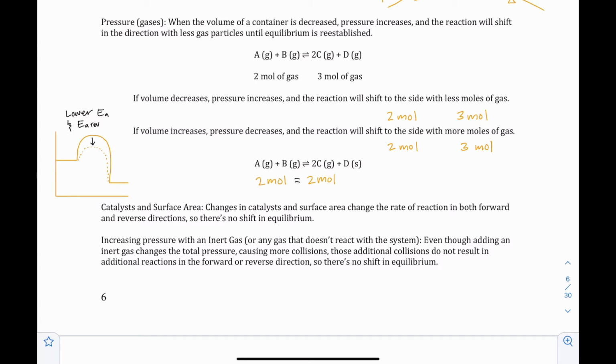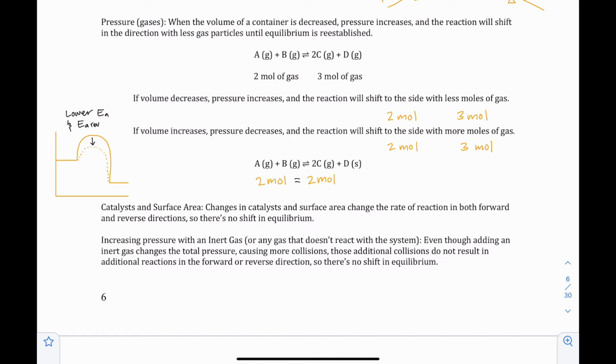The last change we'll discuss is a change in pressure for gases. When the volume of a container is decreased, gas particles have less space to move around and they bump into each other more, so the pressure increases. An increase in pressure will cause the reaction to shift in the direction with fewer gas particles to reestablish equilibrium. When volume is increased, pressure decreases, and a decrease in pressure will cause the reaction to shift in the direction with more gas particles to reestablish equilibrium.